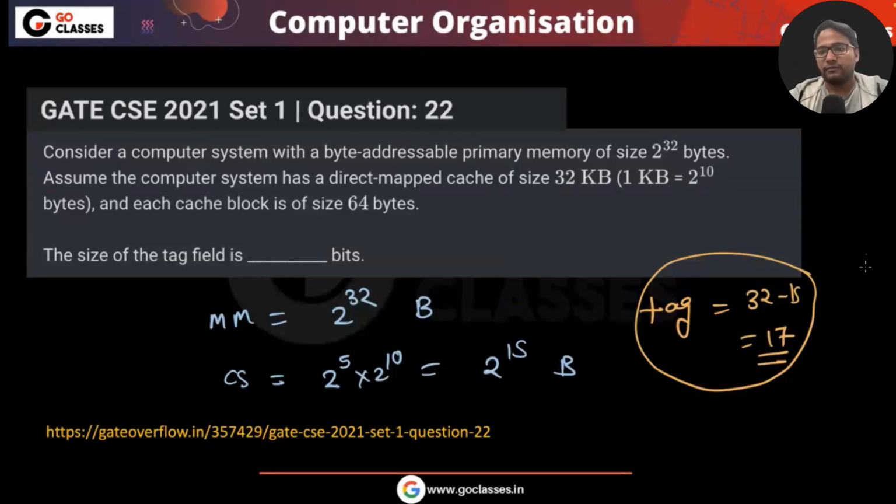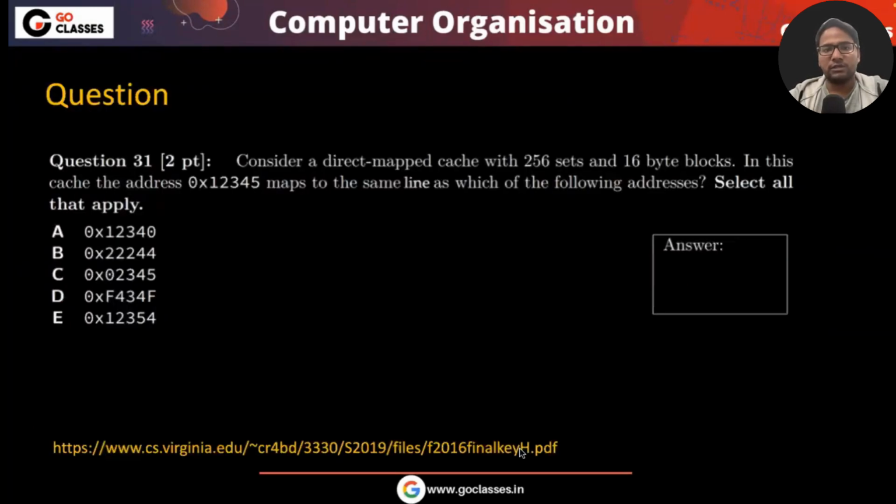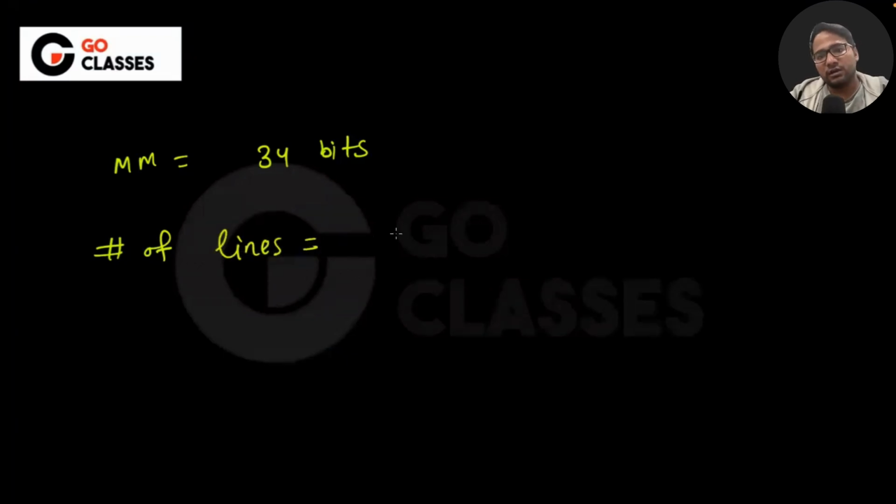Okay, cool. Now let's do more questions and see if you are able to answer. Let me ask you one more question here. Let's suppose the main memory size is 2 power 34, which means 34 bits. Okay, it is having 34 bits. And I also give you the number of lines. Let's suppose I have 2 power 5 lines, right?